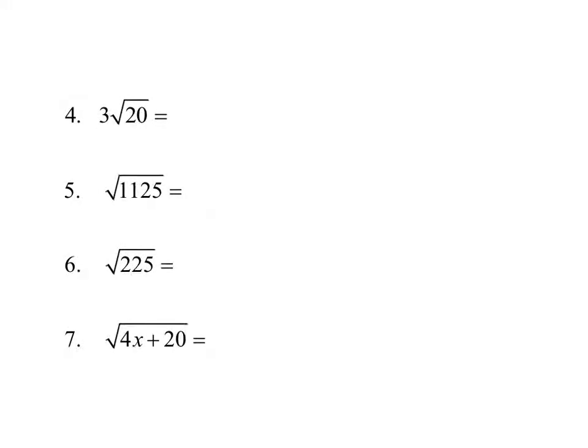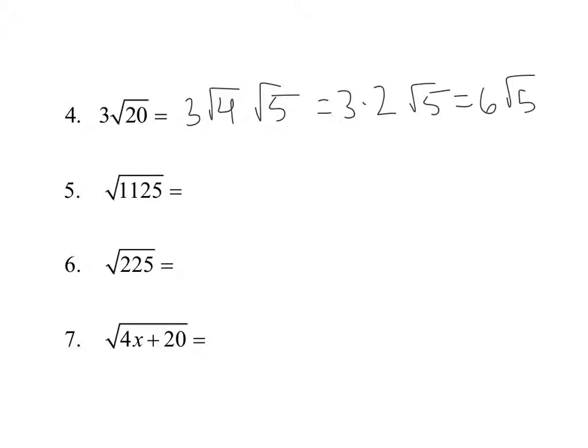Here you have 3 times the square root of 20. Well, remember that would be 3 times the square root of 4 times the square root of 5, which is 3 times 2 times the square root of 5, so it's 6 square root 5.